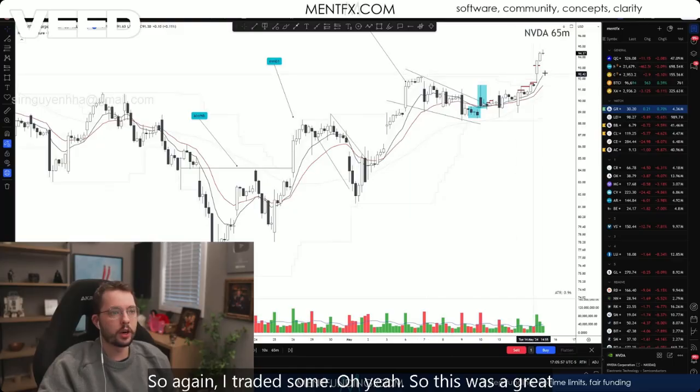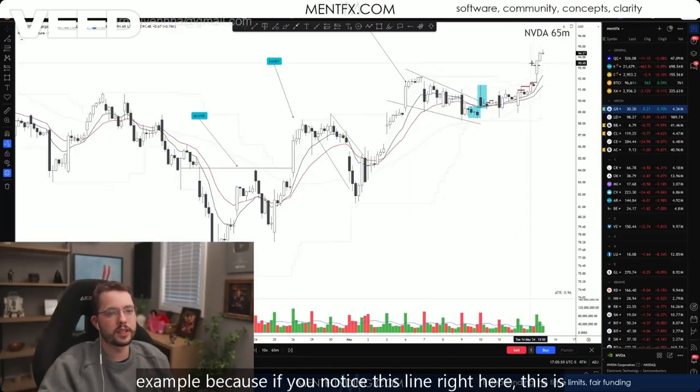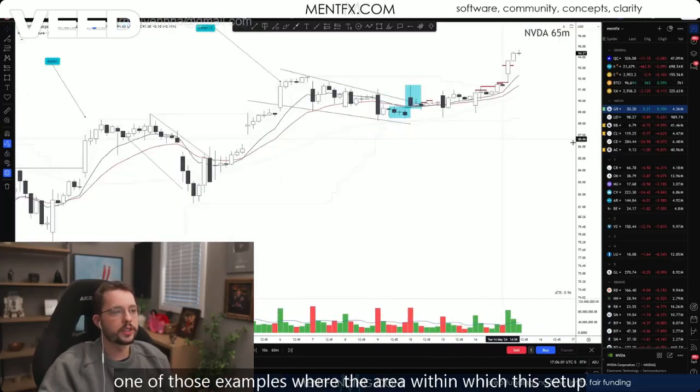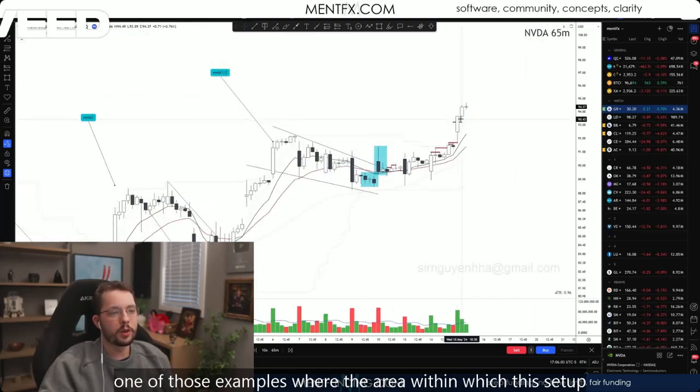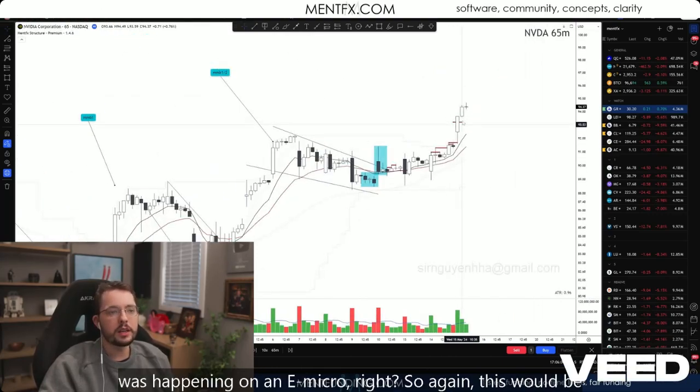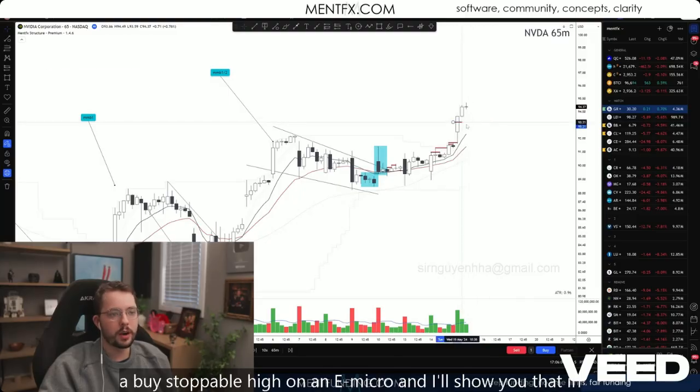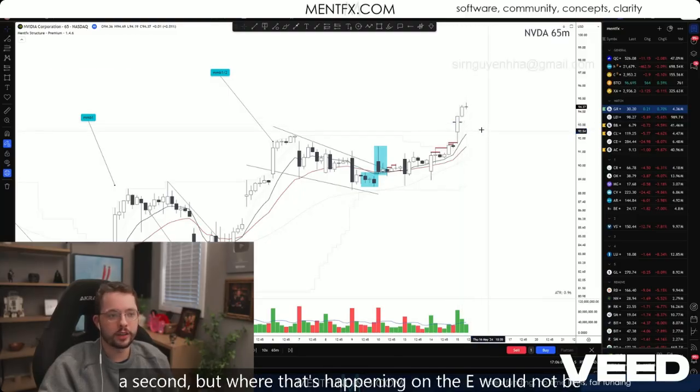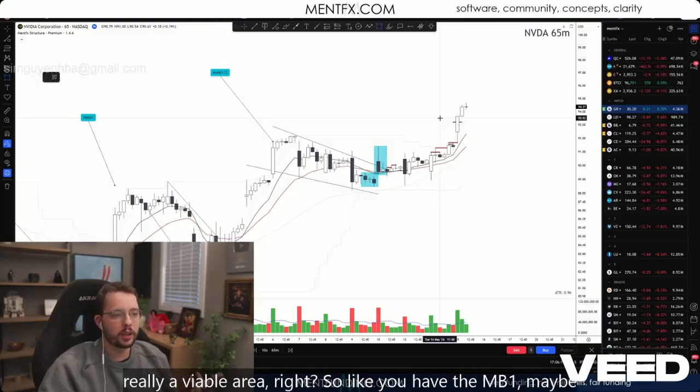Right, so again, I traded some, oh yeah, so this is a great example, because if you notice this line right here, this is one of those examples where the area within which this setup was happening on an E micro, right? So again, this would be a buy stoppable high on an E micro, and I'll show you that in a second. But where that's happening on the E would not be really a buyable area, right?